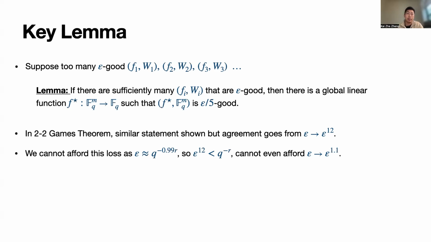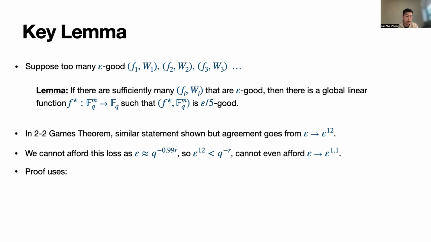And the reason that we can't afford this loss is because we're setting epsilon almost equal to q to the minus r. And q to the minus r is sort of this trivial agreement threshold. So if you end up having agreement less than q to the negative r, then it's not really meaningful because that level of agreement with the table is trivial. So in fact, since we set epsilon so close to q to the minus r, we can't even really afford this polynomial loss. We really have to go from epsilon to the epsilon over 5. Even epsilon to the 1.1 would be too much for us.